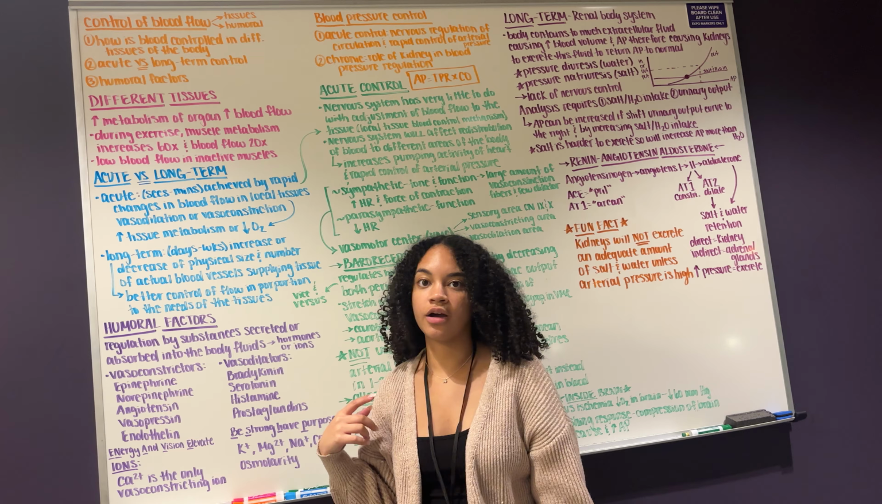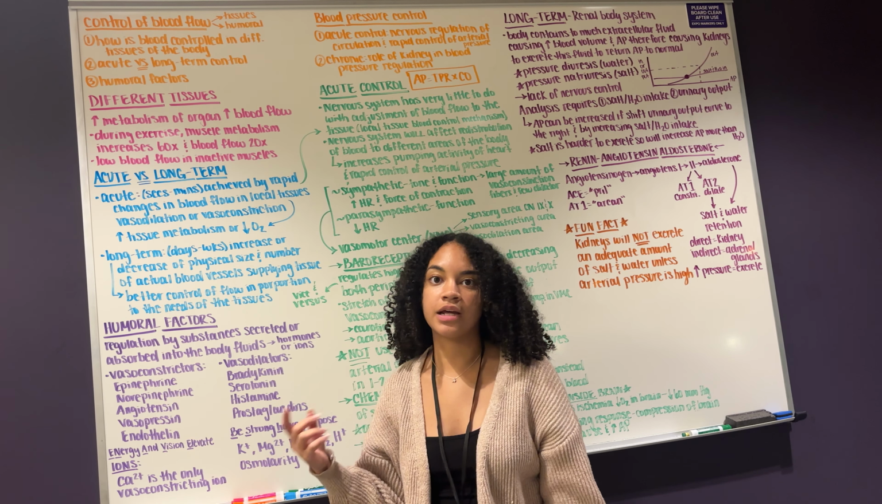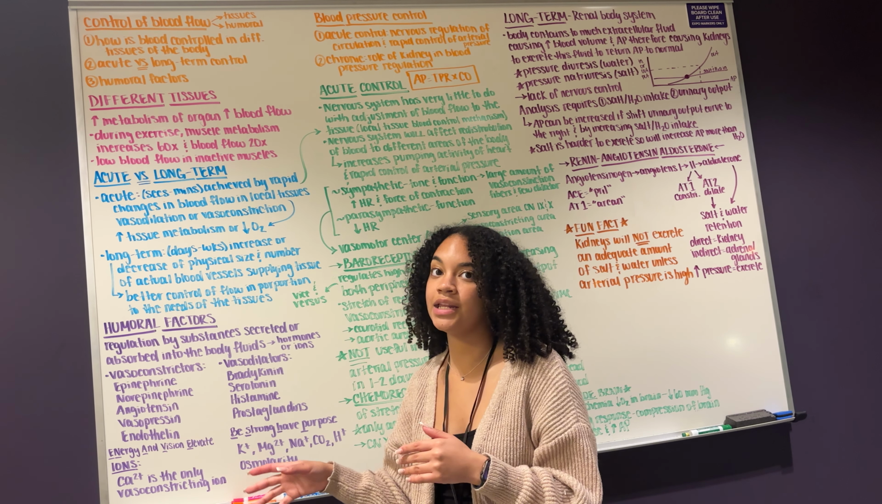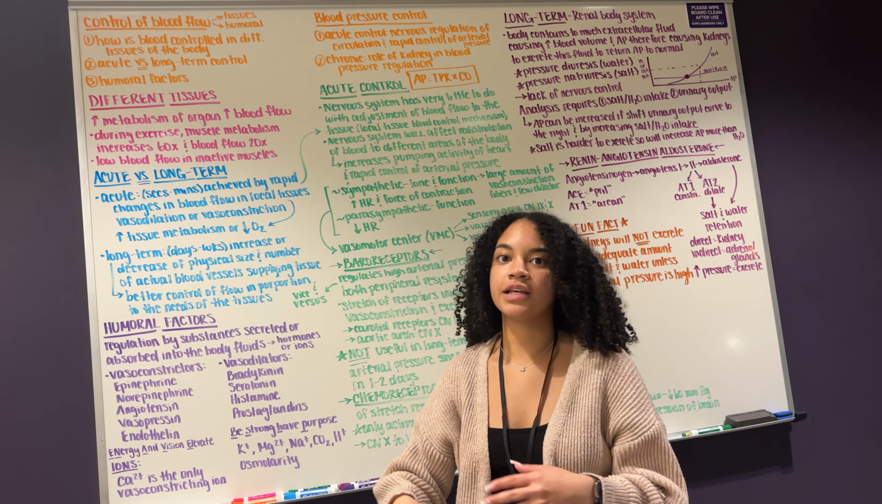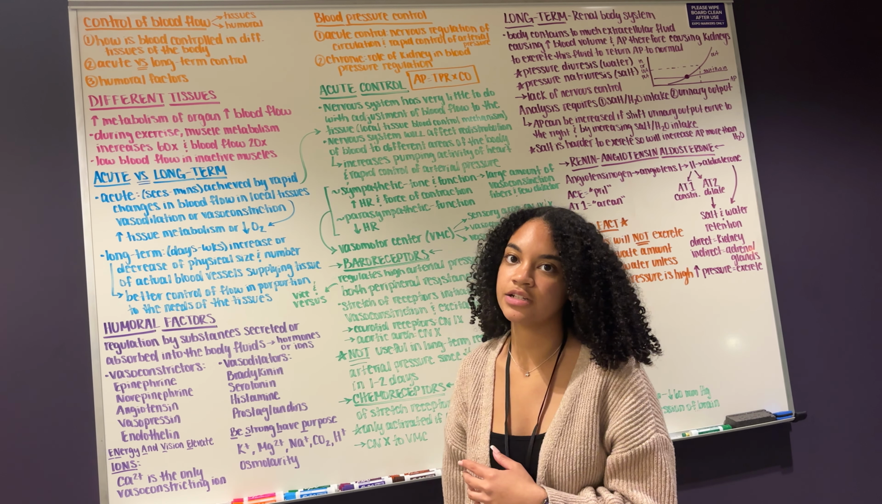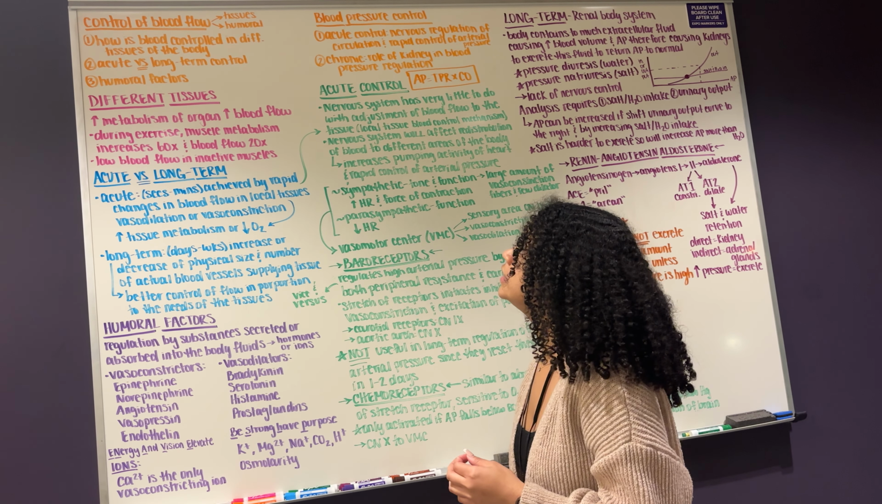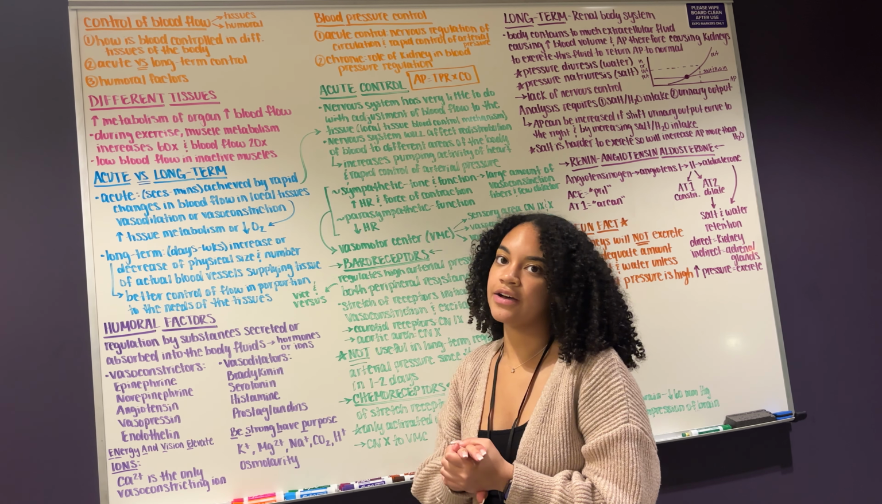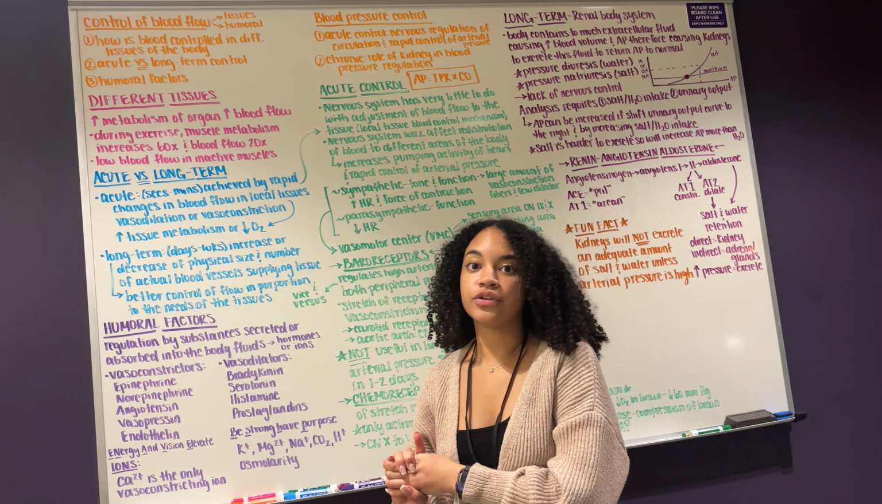So for starters, by different tissues, I'm understanding that he means like when your tissues are being exercised or when your tissues are inactive. So active versus inactive tissue. If you have an increased metabolism of an organ, you're going to have increased blood flow because that organ is going to need additional oxygen coming in and additional carbon dioxide going out. It's going to have a faster metabolism and it's going to need faster gas exchange. So during exercise, our muscle fibers are going to have increased metabolism and that is going to increase our blood flow.